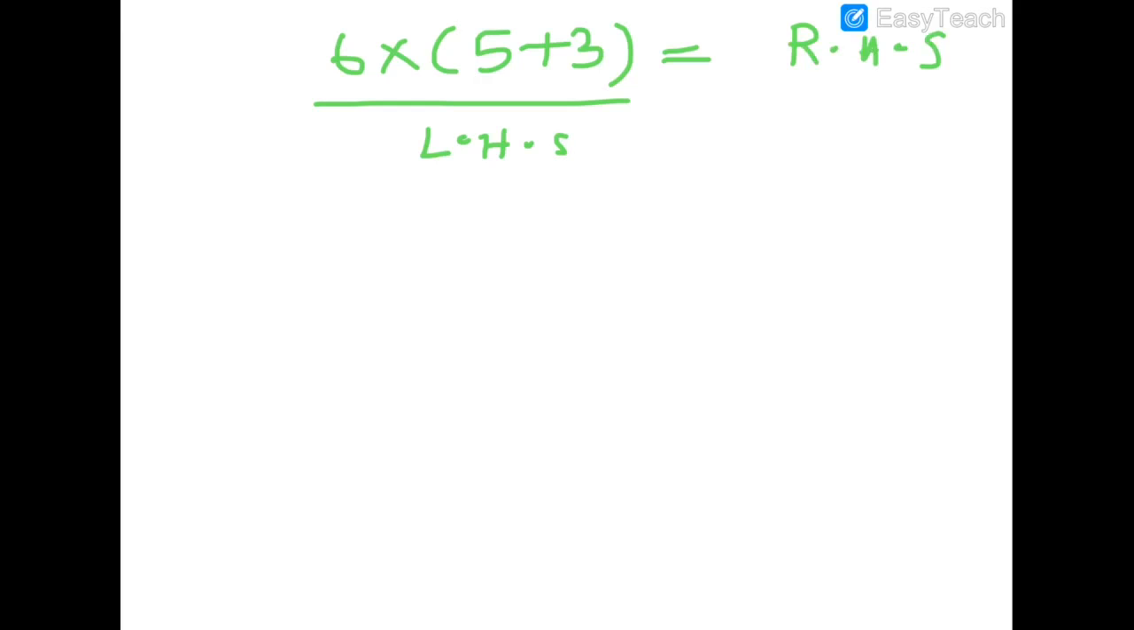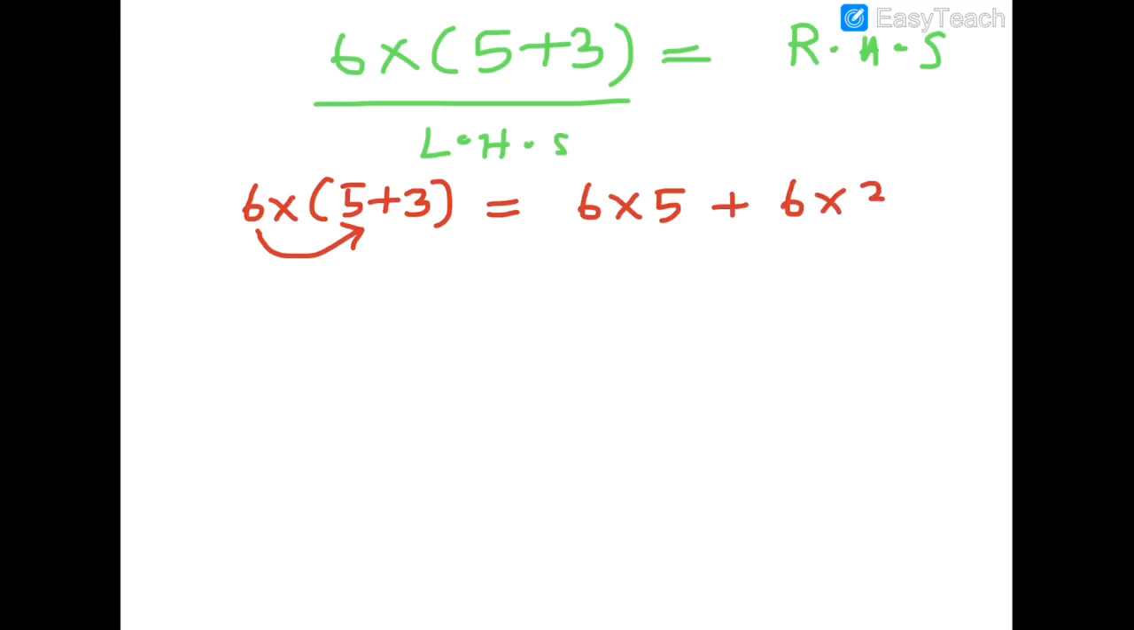First thing, how can we split 6 into 5 plus 3? First we multiply 6 into 5. Next, here 6, here 3, and in between there is a plus symbol. So 6 into 3. Just do this. 6 into 5, what is the value? 30. Plus 6 into 3, 18. So what is the answer here? 48. Now we have to check the left hand side.